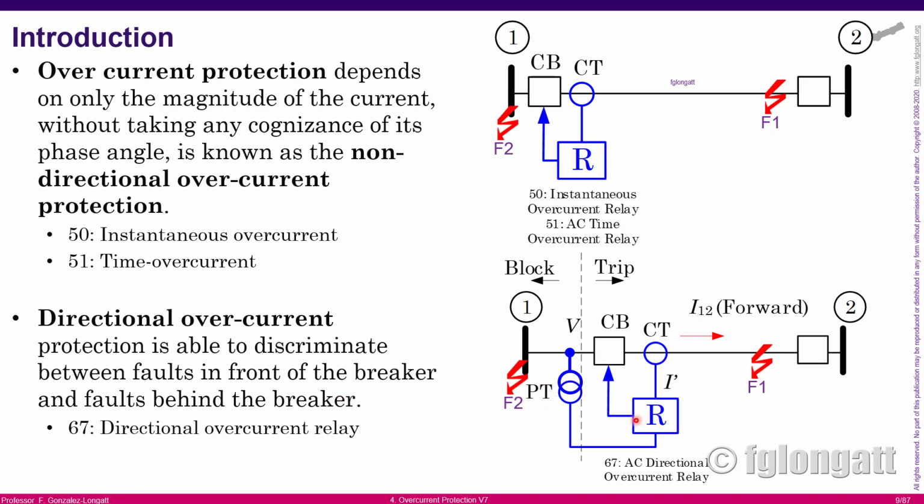The directional overcurrent relay monitors the current magnitude, of course, and can identify faults at F1. But because it also has a sample of the bus voltage, this device is able to identify the directionality of the current, and it's easy to identify if the fault is happening at the transmission line side or at the bus bar side of the circuit breaker.